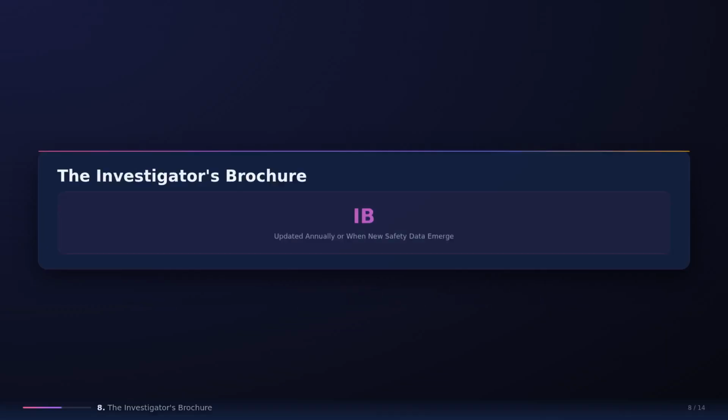The investigator's brochure is a comprehensive document summarizing all available information about the investigational drug.